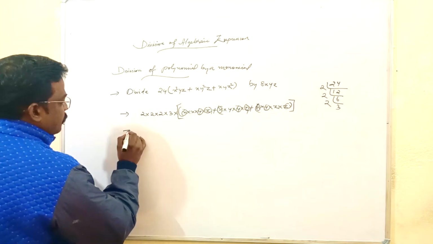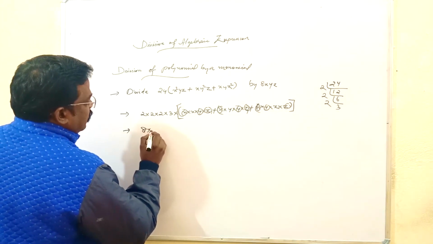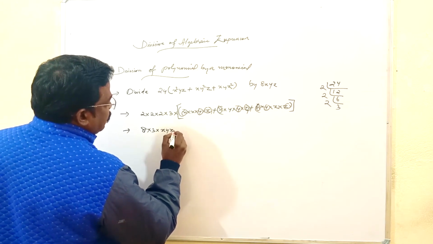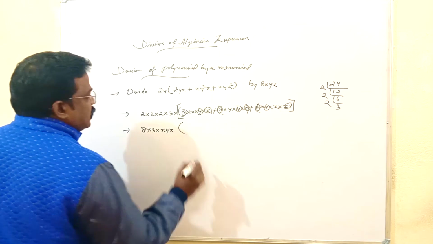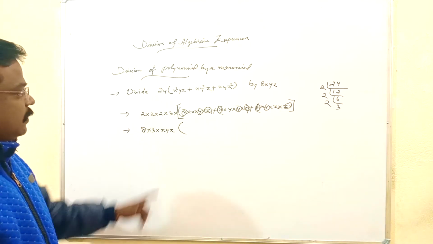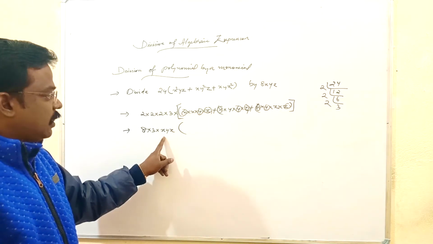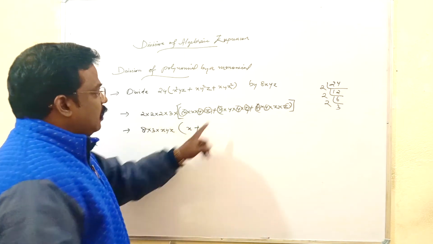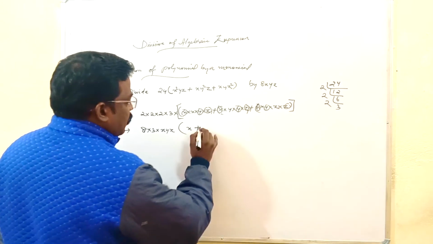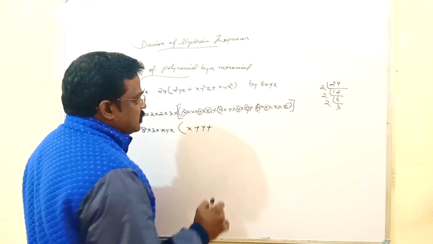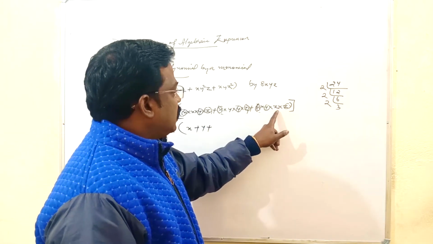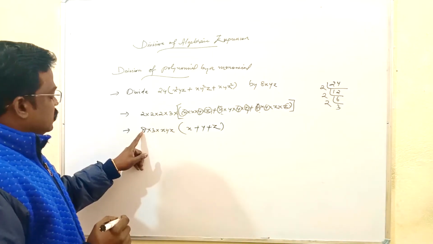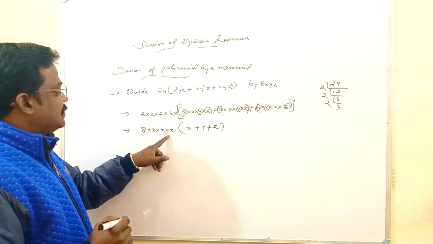So we can write this 8 into 3 into x, y, z. Then what are the terms that will remain in the bracket? Here x, y, z we had taken, then x is remaining. Then plus here x, y, z is taken, y is remaining. Plus here x, y, z is taken, z is remaining. Okay, so here 8 into 3 into xyz.